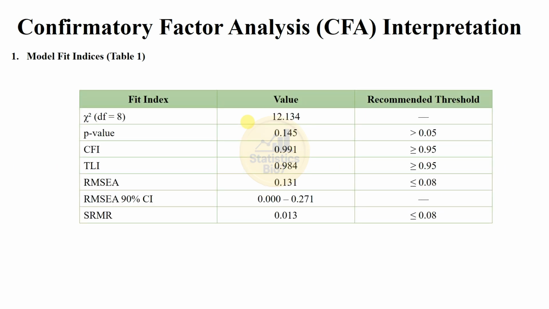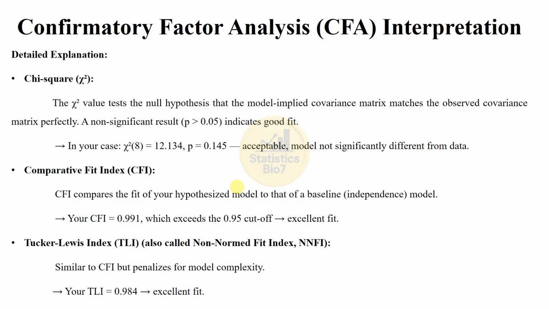The first one is the table for the model fit indices of the confirmatory factor analysis, with the fit indices, the value and the recommended threshold. The chi-square with degrees of freedom 8, the value 12.134, the p value 0.145, CFI 0.991, TLI 0.984 and other values present in the table. The details of the table, model fit indices, start with the chi-square.